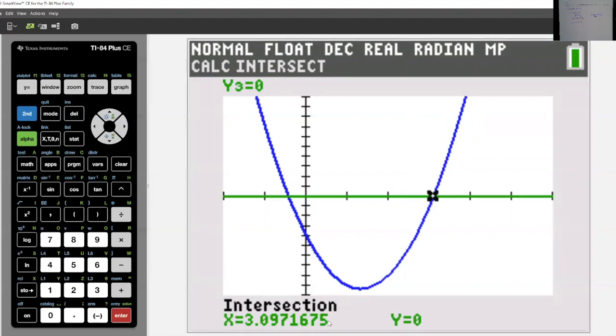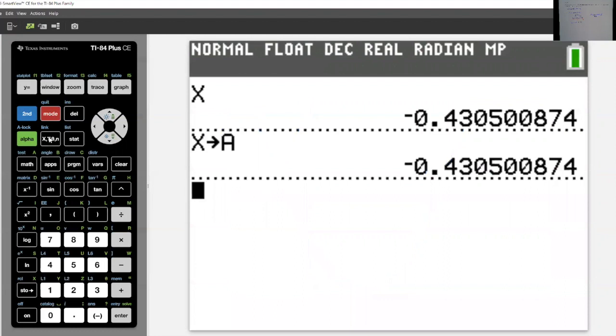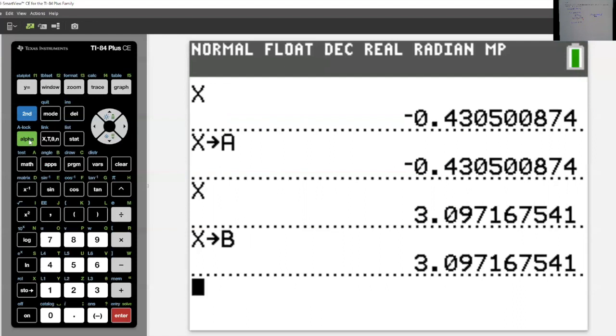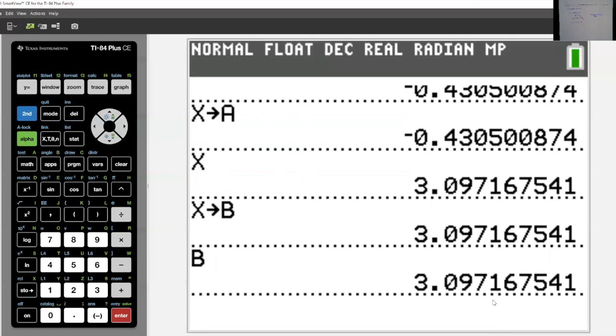So I want to store this one. Now I don't want to store it as A, I want to store it as B. So I'm going to go back to the home screen and I'm going to take my X and I'm going to show you, okay, X is the 3.097, right? And I'm going to take my X and I'm going to store it. So press the store button, and then I'm going to press alpha app to get the B and press enter. So now my B, if I just press B, B is now this number 3.097.